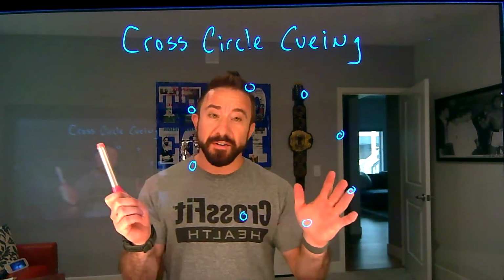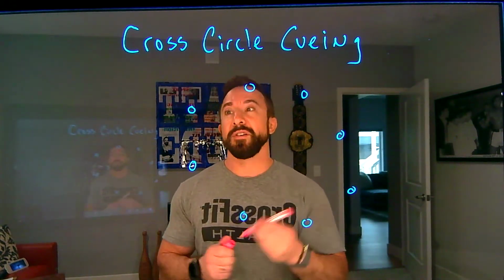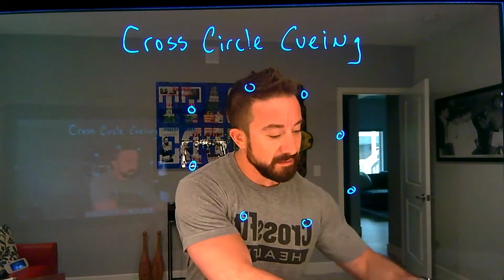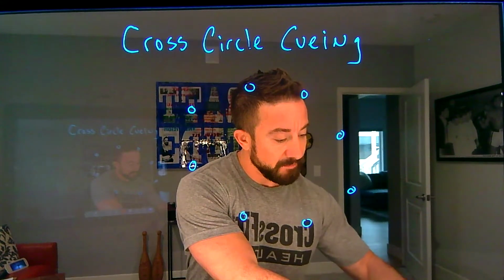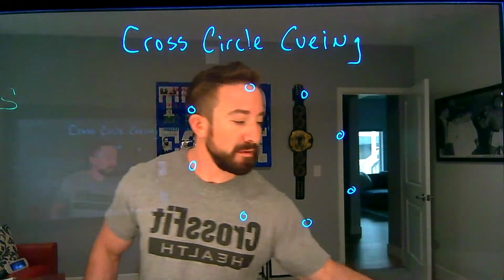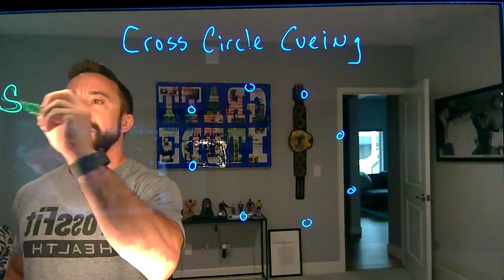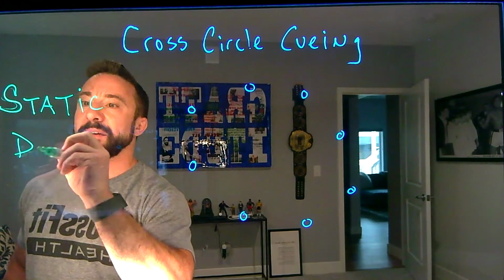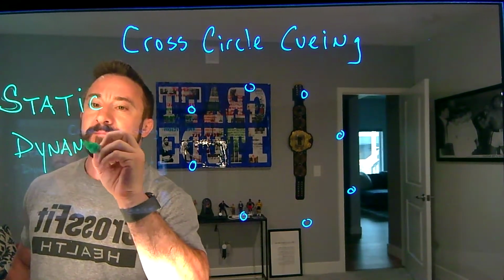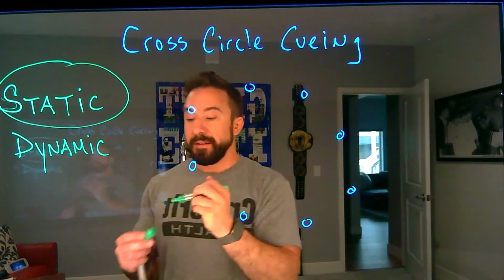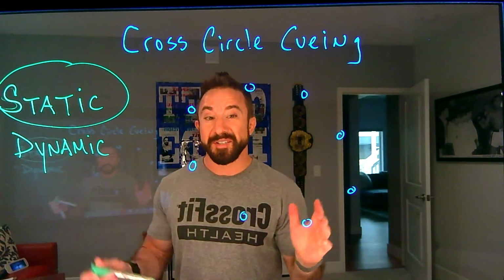Here's what I want you to do. In order to really understand this concept, we also have to understand, I'm going to write it in a different color, static and dynamic. So, static. Static represents when your athletes are standing still.